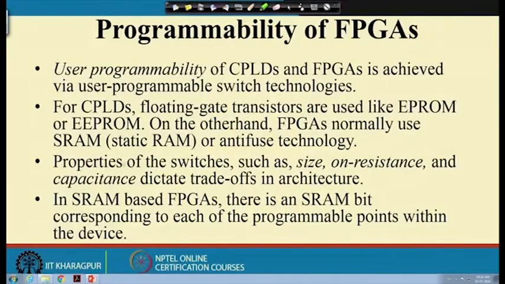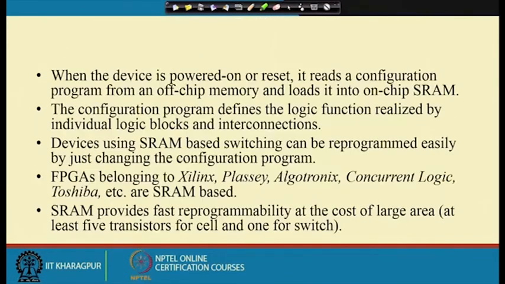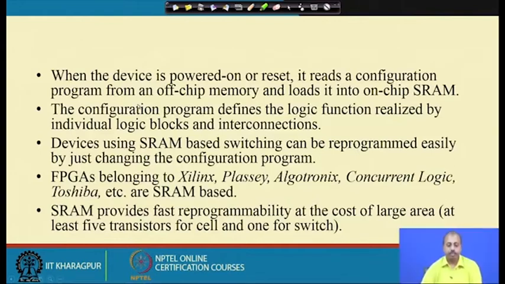And when these SRAM based FPGAs are switched on, this configuration program is loaded onto the FPGA. So, all those programmable points are now programmed to have proper values, and then the chip behaves accordingly. We will look into these SRAM programming techniques slightly later. Now, when the device is powered on or reset, the SRAM based FPGA reads the configuration program from an off chip memory and loads it into on chip SRAM.